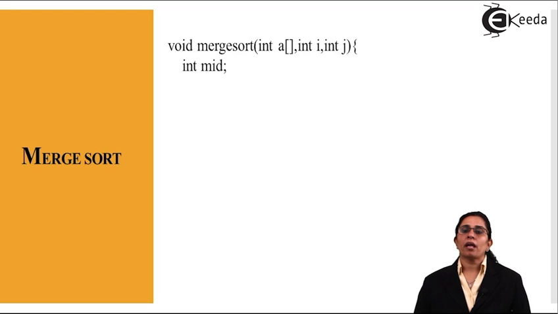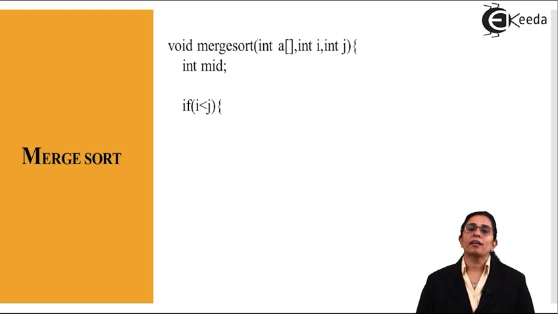So here my A of i has the list of elements which are passed from my main function to this particular function. I check if i is less than j, that is, if my initial index is less than my final index of the array, then only I can continue in this function. If my initial value is more than my final, then I cannot sort any array element or any list in either ascending or descending order.